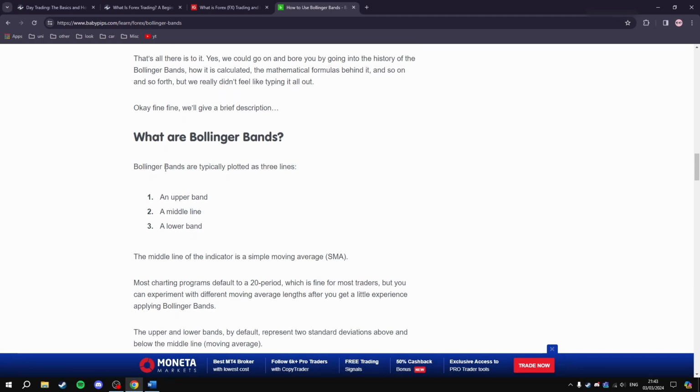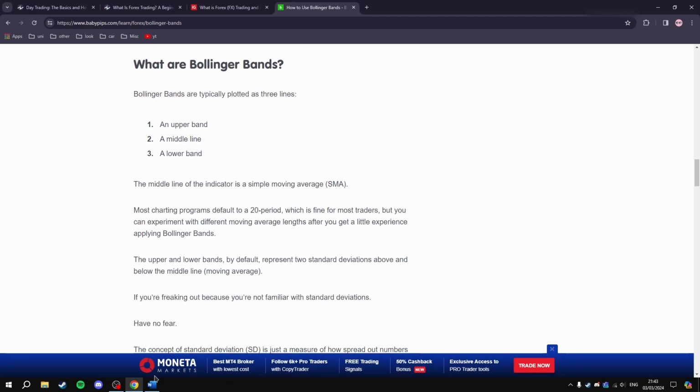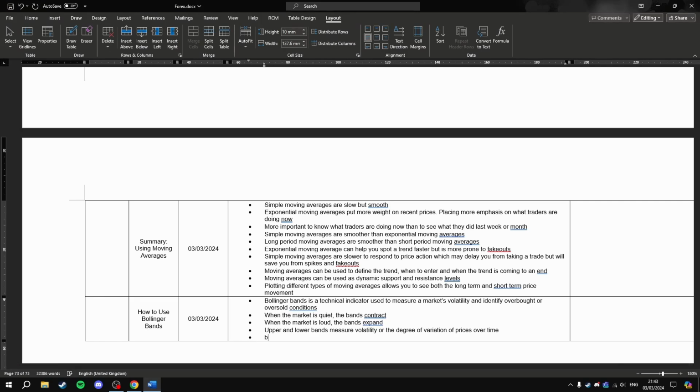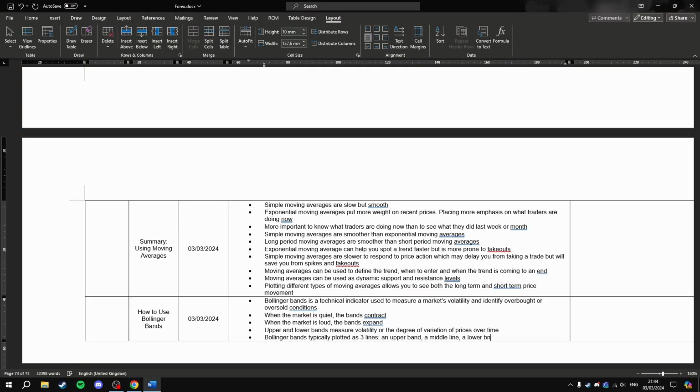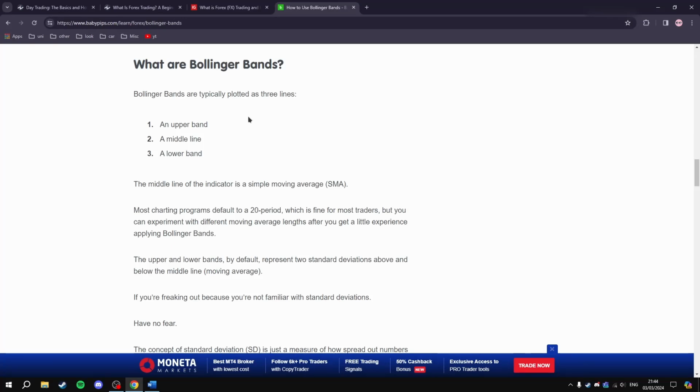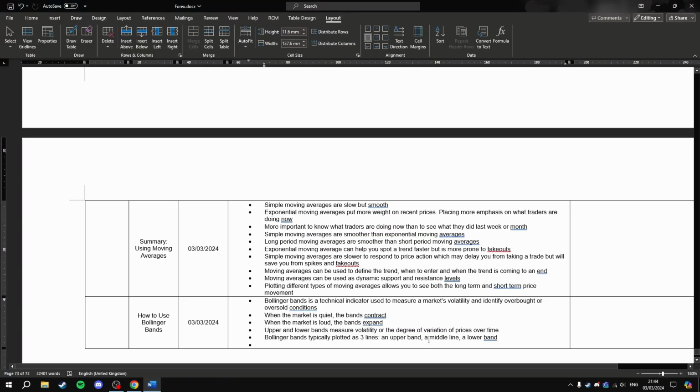What are Bollinger Bands? Bollinger Bands are typically plotted as 3 lines: an upper band, a middle line, and a lower band. The middle line of the indicator is a simple moving average. Oh, right. Simple moving average.